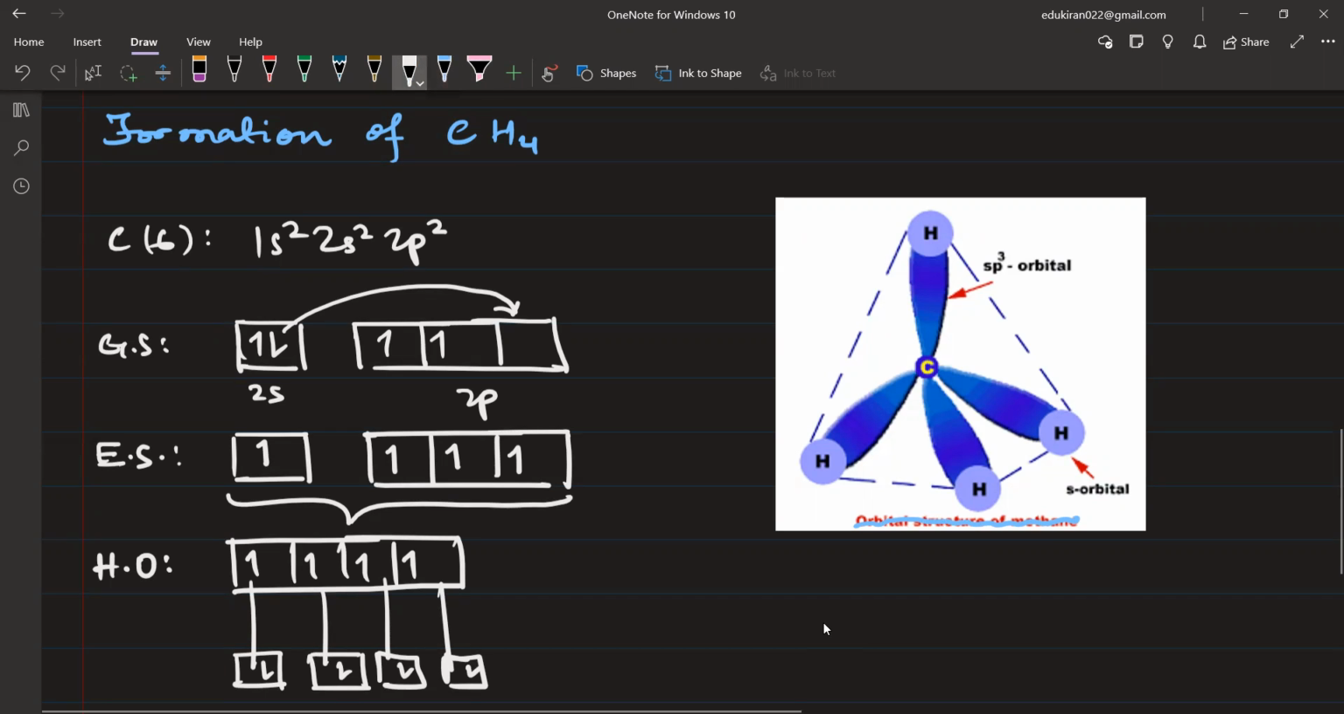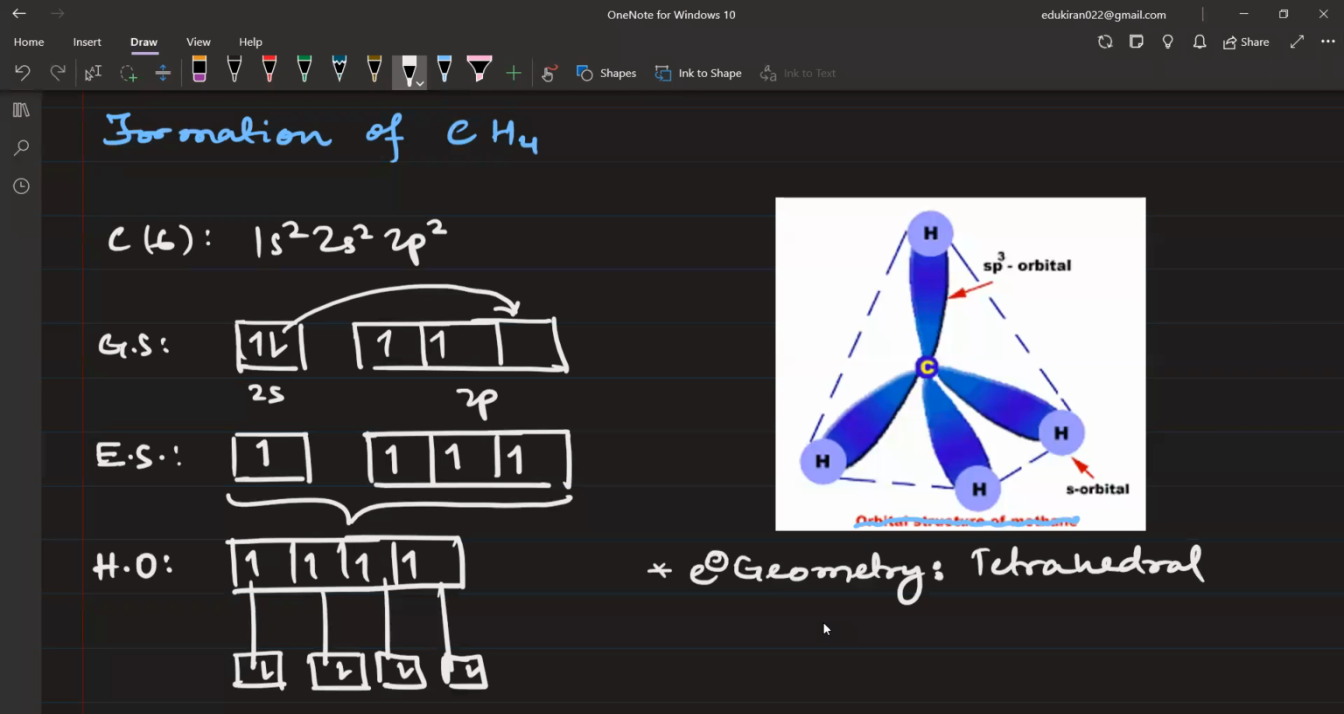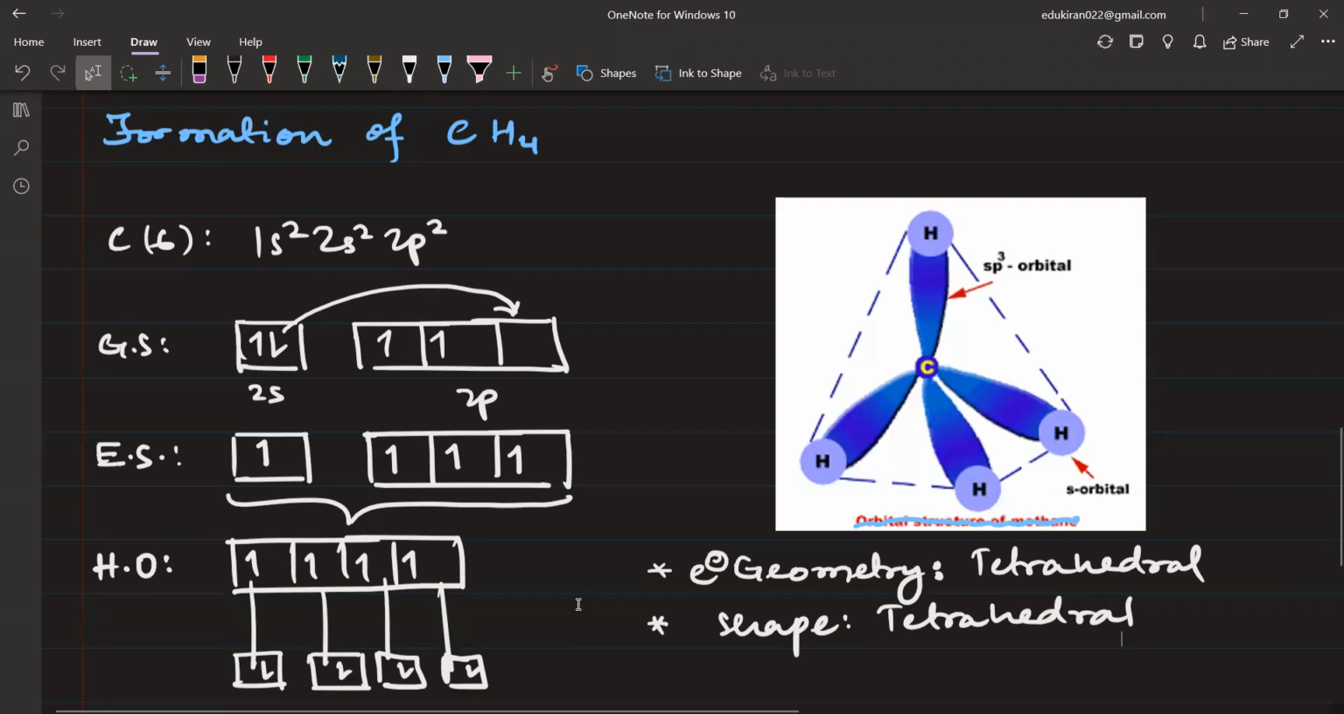Okay, here you write this: electronic geometry is what? It is tetrahedral. Shape: tetrahedral. Okay, for electronic geometry we always look at the hybridization. Whatever the geometry of the hybridization is, we'll take the same thing as the electronic geometry. But for shape we are going to look at the bonds. All of you done? Yes or no, please tell me. Yes sir. Okay, write the case 2 in this.